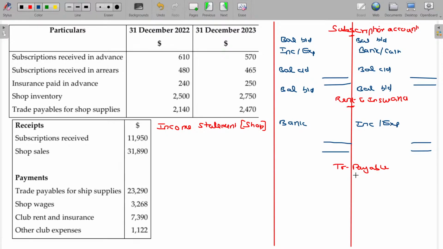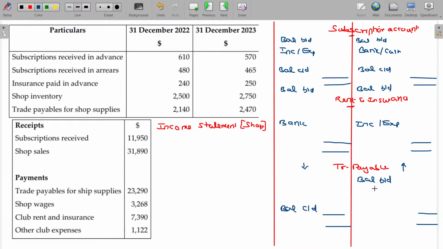In case of trade payables, opening balance should be here, balance brought down. Closing balance should be in the credit side as it is being the liabilities. If the amount payable to them increases, it should be posted at the credit side, and if the balance decreases, it should be posted on the debit side. So balance brought down. Decreases should be here.